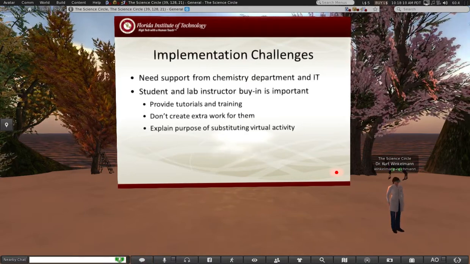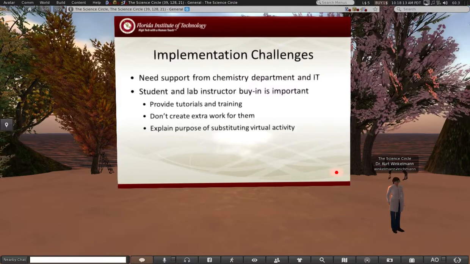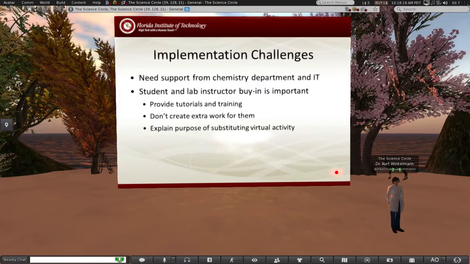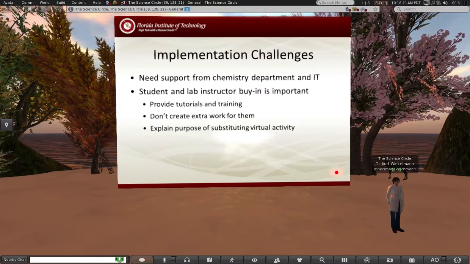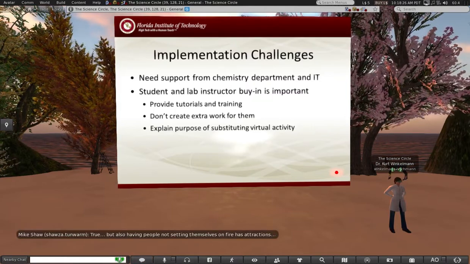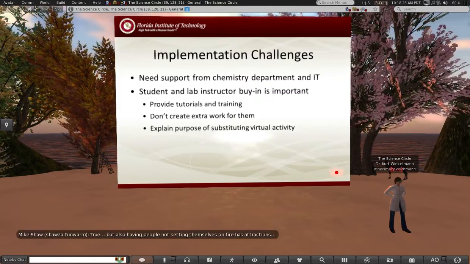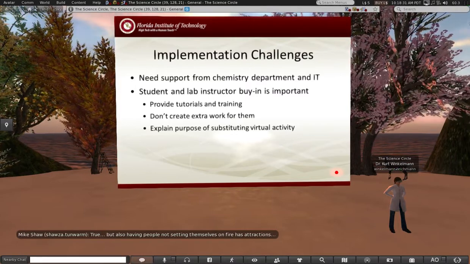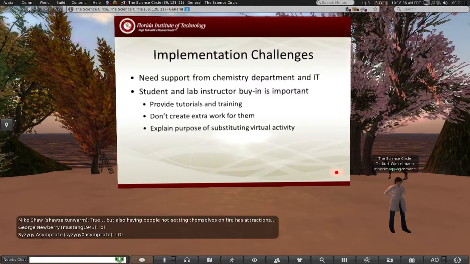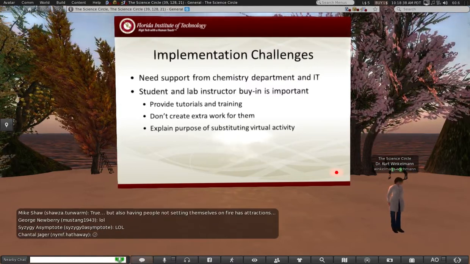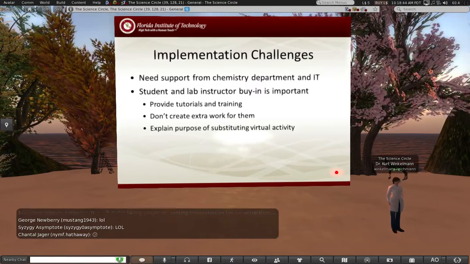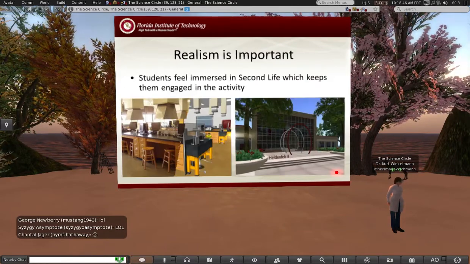And yeah, the buy-in is important. But you're right, if you have days when students can't meet in the lab, then a virtual lab is really good. It also relieves some overcrowding from existing labs. I think they enjoy not having to worry about setting themselves on fire. Actually, that really was an important point that the students raised, and we'll get into that.